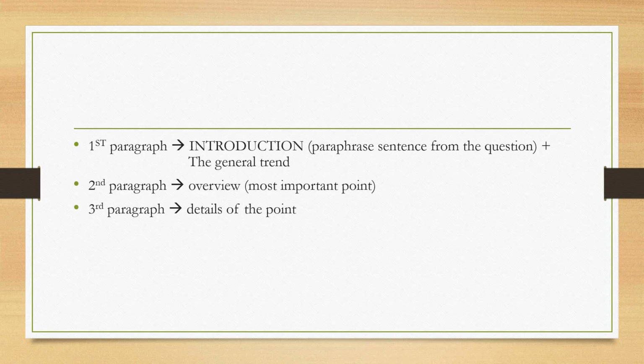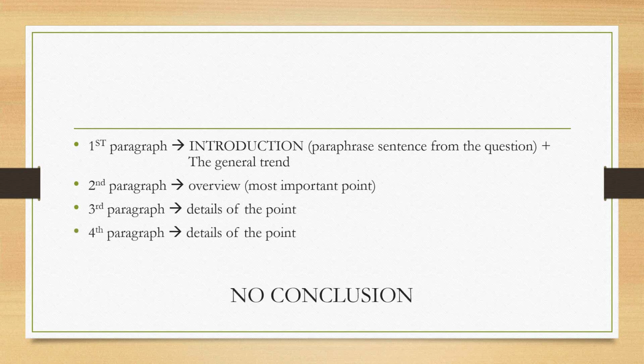And what do you have in the first paragraph? You will have an introduction as usual, but the introduction in writing task 1 will be different from others. You will have to paraphrase the sentence from the question, plus include the general trend. In the second paragraph, you will have the most important point, which is the overview. And if you have details for it, you go for a third paragraph, the details of the points. And if you have more details, then you will go to the next paragraph, which is the fourth paragraph.